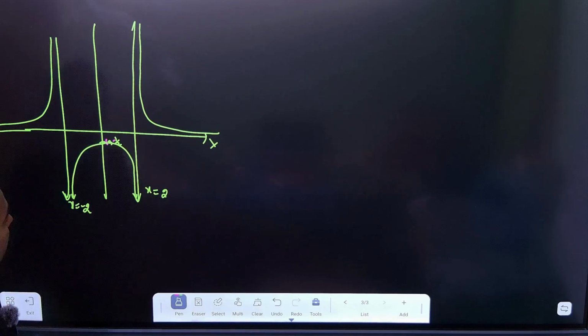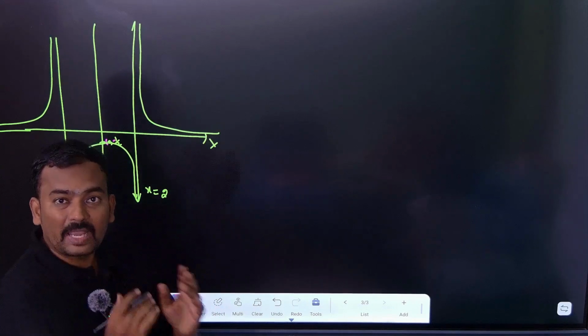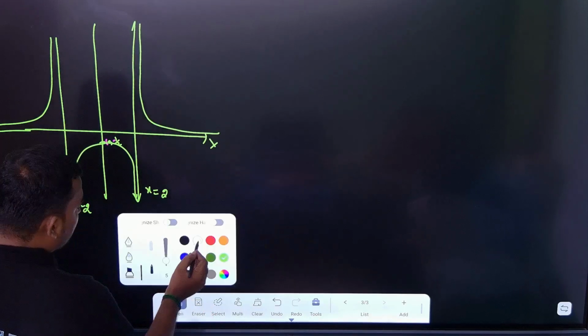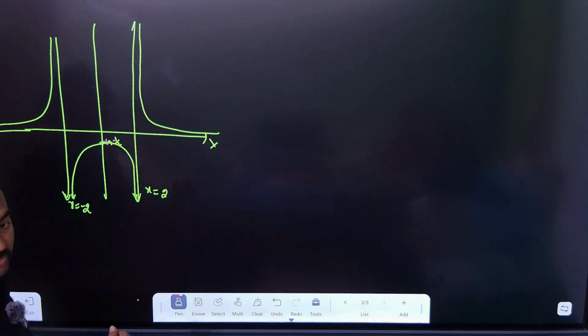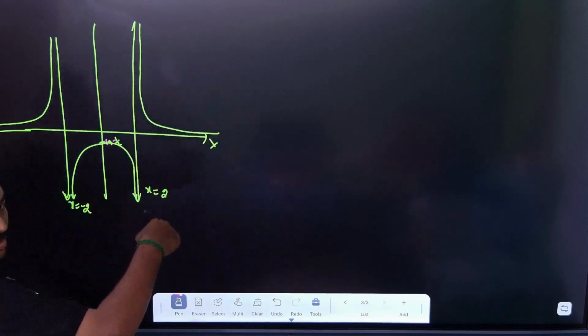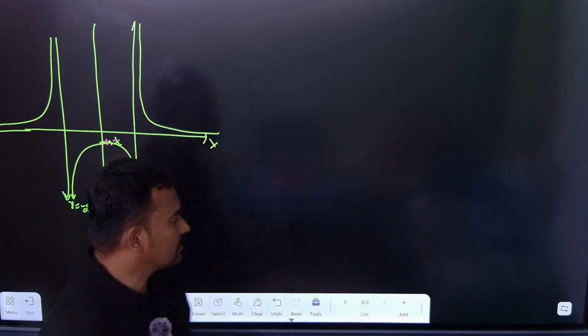Okay, fine. Now whatever the graph is there, you have to apply minus of that. So what can you do? When you take minus, you have to take the image of that with respect to the y-axis. Y-axis or x-axis? X-axis. f(x) changes to minus f(x) means you have to take the image of that with respect to the x-axis.